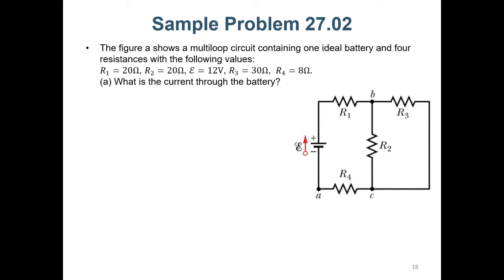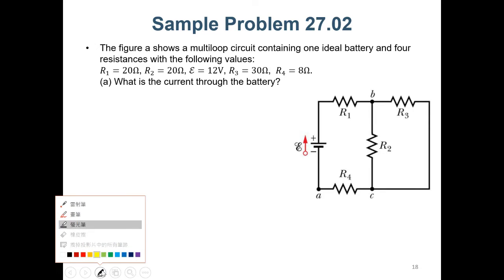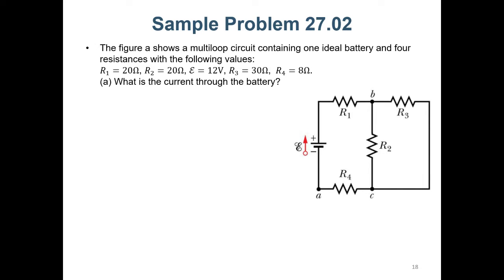Okay, let's see an example. A figure shows a multi-loop circuit containing 1 ideal battery and 4 resistors. So R1, R2, E, R3, R4. What is the current through the battery?